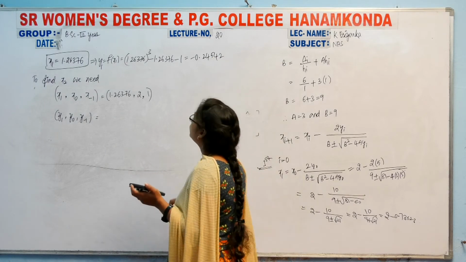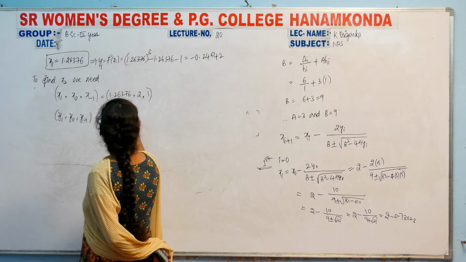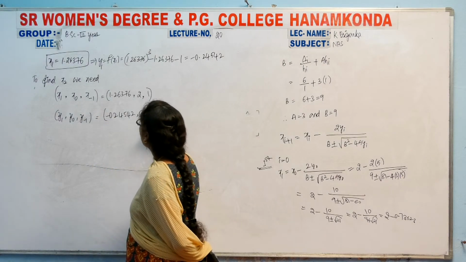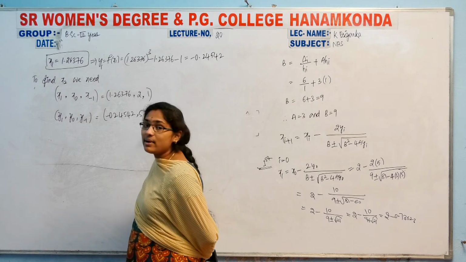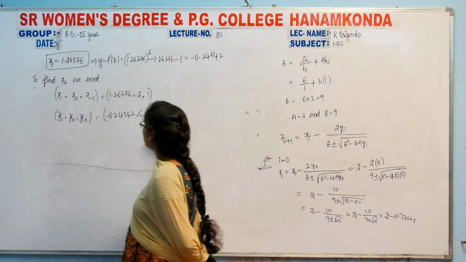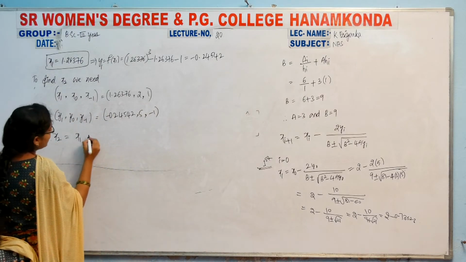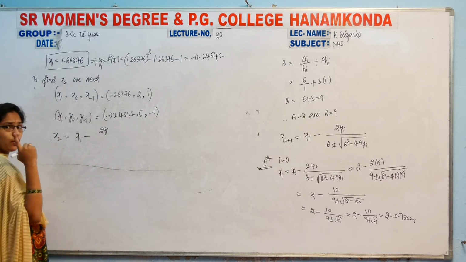0.24542. Now what I have to take? Minus 0.24542, comma x0. y0 is 5. For 1, what is the value? That means x minus 1, xi minus 1, yi minus 1. Again it is minus 1. So now here x2 equal to x1 minus 2y, i is 1 here.